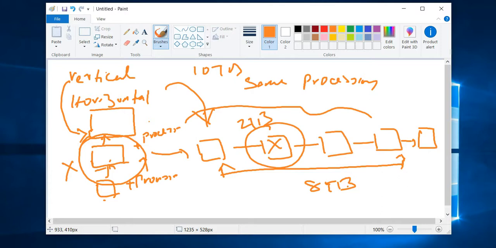So these are the benefits of the HDFS system, and we'll look into the architecture of it in the next tutorial.